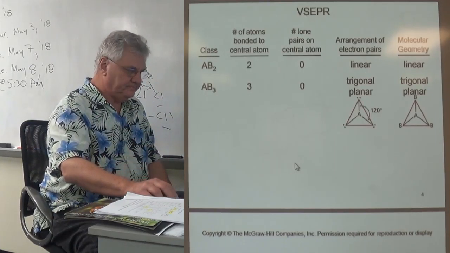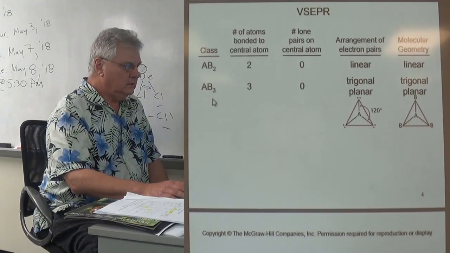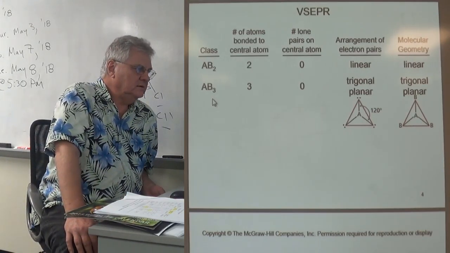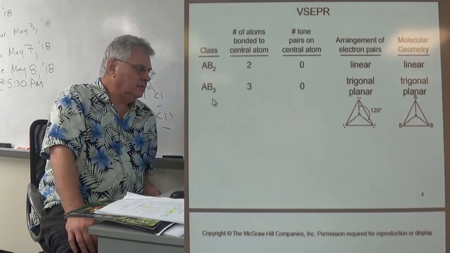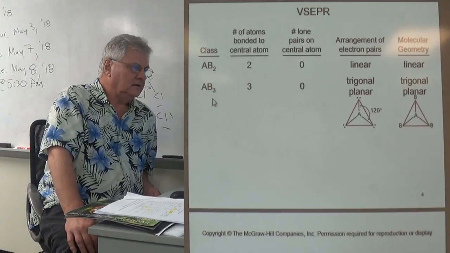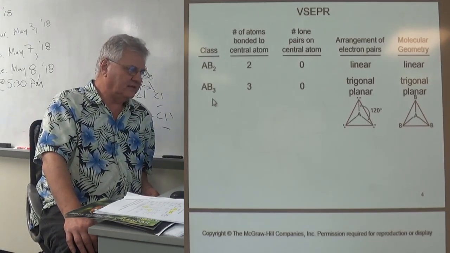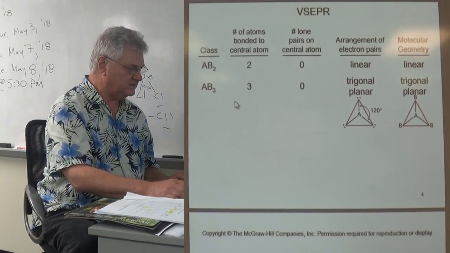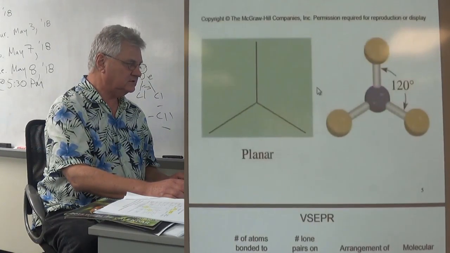Now, if you have AB3, you have a central atom that's bonded to three other atoms, or groups of atoms, and it doesn't have any non-bonded pairs. That also wouldn't satisfy the octet rule, but again, such molecules do exist. And an example of that would be, well, we're not showing you.